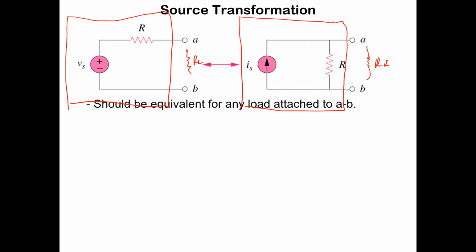The idea is we should have an equivalent current for any load attached to AB. And so RL can be anything from 0 to infinity, which means from short circuit to open circuit, right?